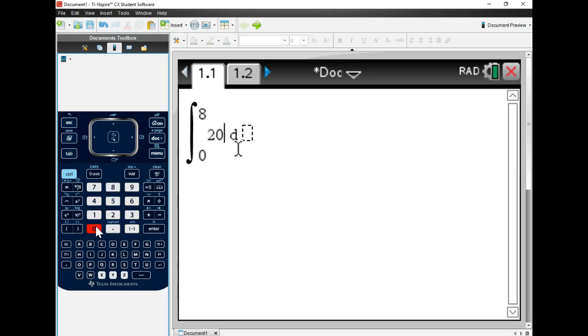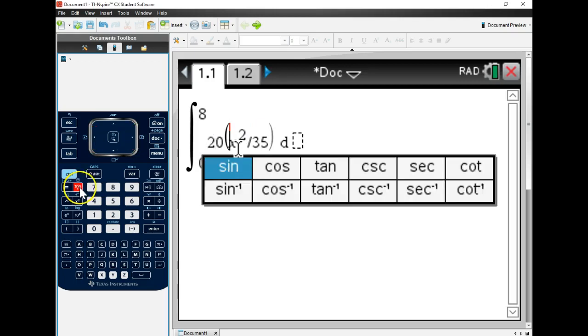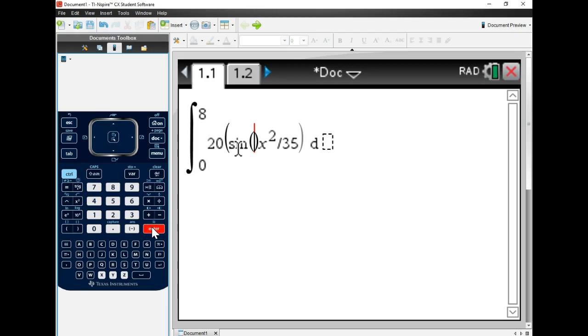Now, if I had more questions, I may do the y1 thing where I recall it. But since I'm not too worried about that, and I really don't want to have to type more than I have to, I'm going to type 20 sine of x squared divided by 35. Oops, I forgot my sine. Put my sine right here. So hopefully you don't make a fool of yourself like I just did and mess up. Close the parentheses, dx.